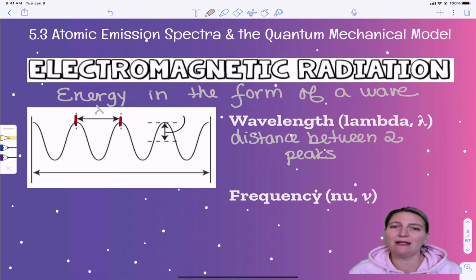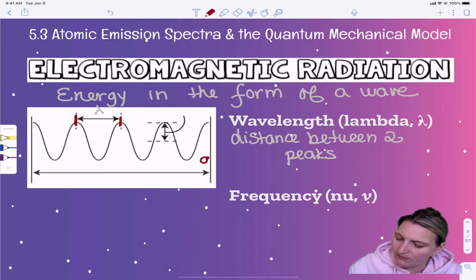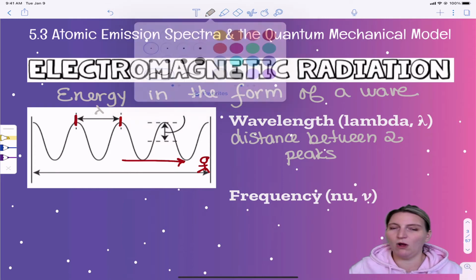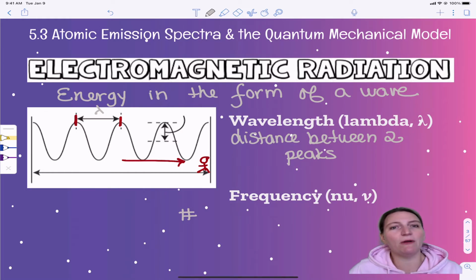Specifically for electromagnetic radiation, we mean how many times does a point pass by in 1 second. If we think about this wave moving, and here's a little guy there. If this wave is moving, we can see that depending on how big the wave is, what speed the wave is traveling, a number of points would pass by my little guy in 1 unit of time, seconds. So frequency is the number of waves that pass a point in 1 second.